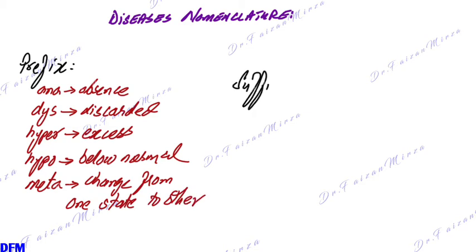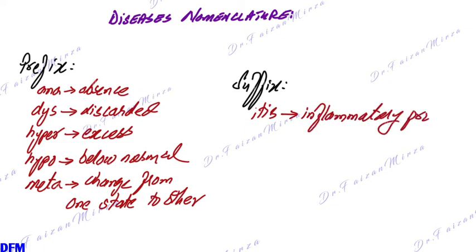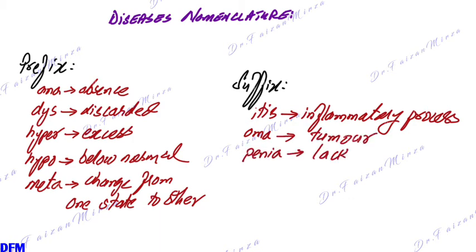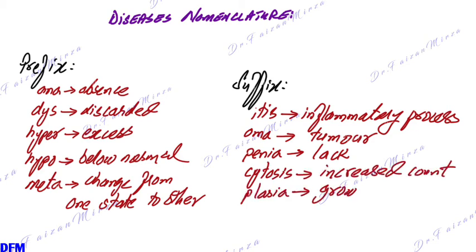For example, metaplasia, we discussed that term, how the cells change altogether from one type of cells to another. Suffixes, on the other hand, are the terms which are added after the term. So this is where the term ends. Itis refers to an inflammatory process, wherever the inflammation is occurring, so tonsillitis, for example. Oma is used for tumor. Penia is used for lack or reduced, and cytosis is for increase in quantity or count. Plasia is for growth disorders.